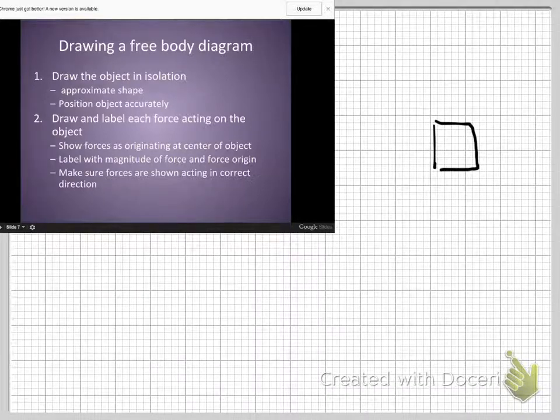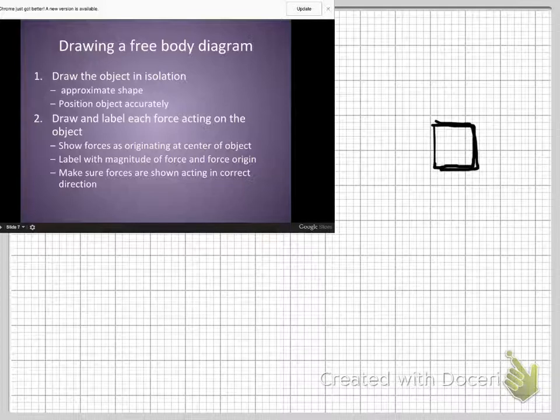Okay, so we'll use this as our object. If possible, we typically draw them hollow because it's easier to see where the forces originate. When we're doing this, it's really useful to color code if you are a color coder kind of person. We label the forces. So if we have this box, if we're looking at this object from a top view, we're looking down on it.